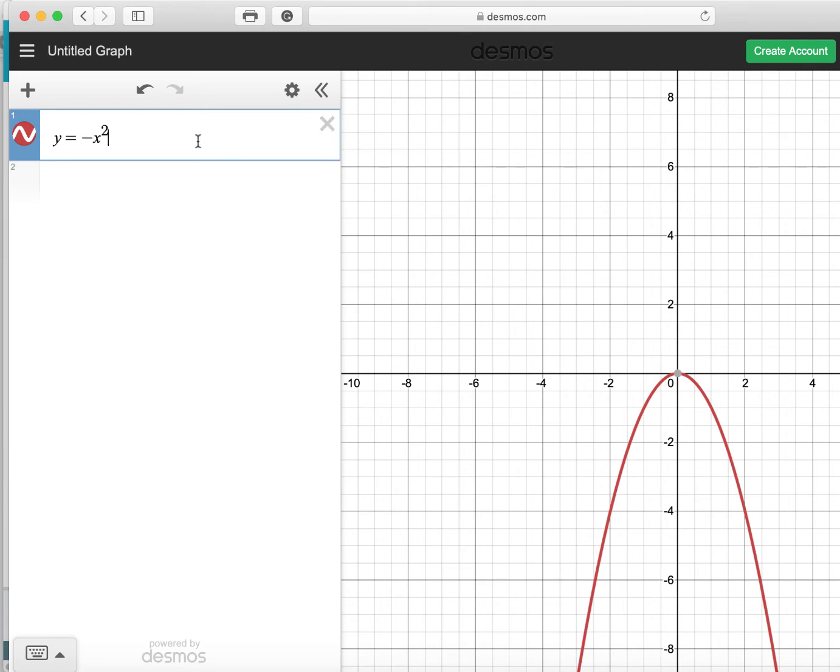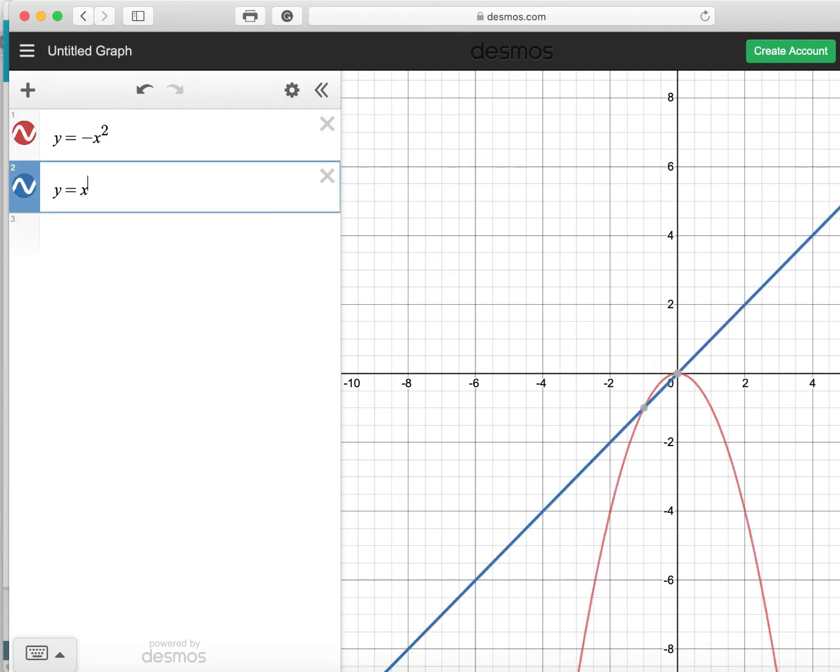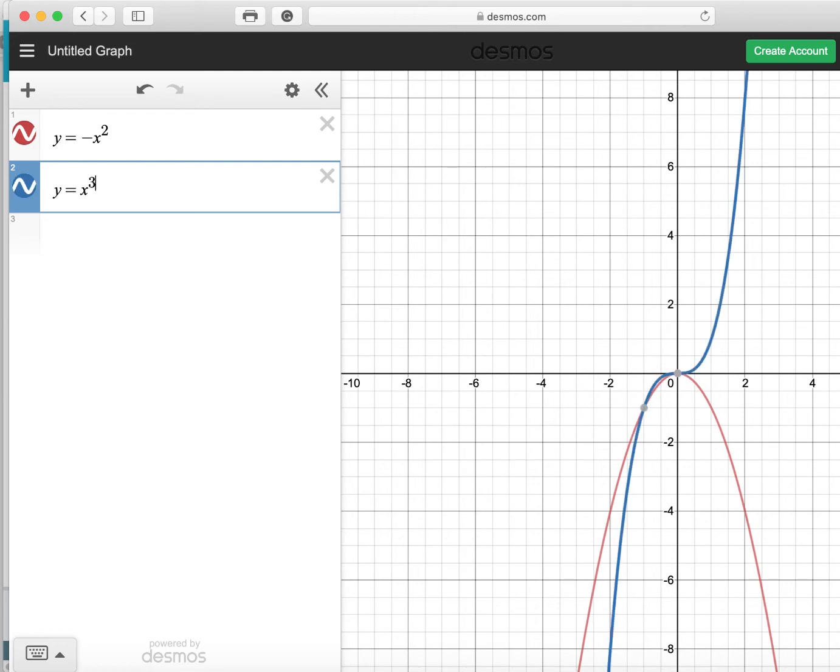So now let's graph y equal x cubed. So again, shift 6 and cubed. And in fact, I really could graph y equal to x, but let's stick with x cubed. I'm going to select the color red for that y equal x minus x squared, and I'm just going to click it, and that'll get rid of the graph. I can also change the color. So now I'm just looking at y equal x cubed.